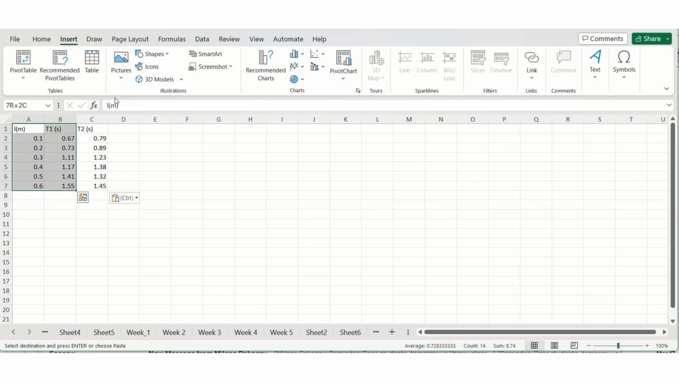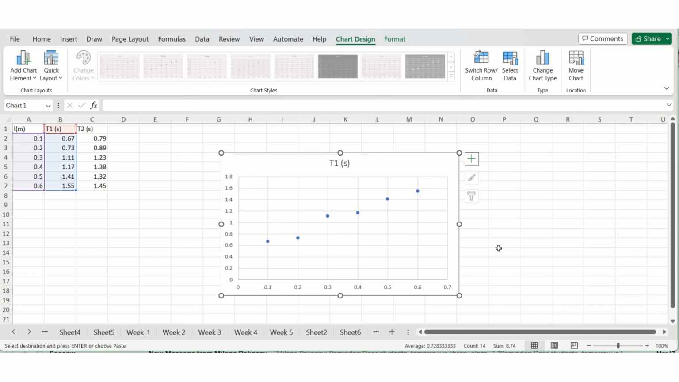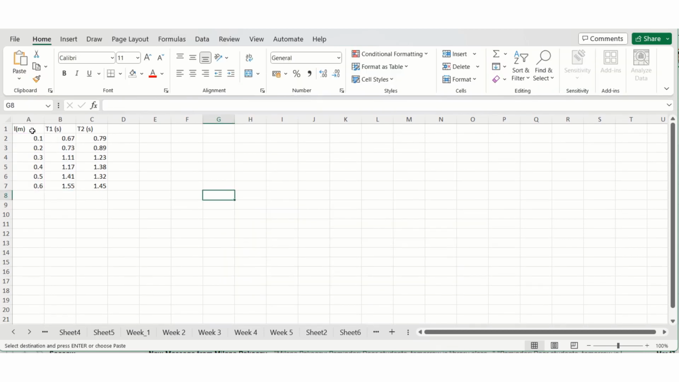Now, in previous videos, I've shown that if you just select two data sets and put in a scatter graph, then we can get a graph of the time one on the y-axis and then length on the x-axis. Now, that's not enough for me. We've got two sets of data. So how do we get them both on the same graph? Well, it's really, really easy.